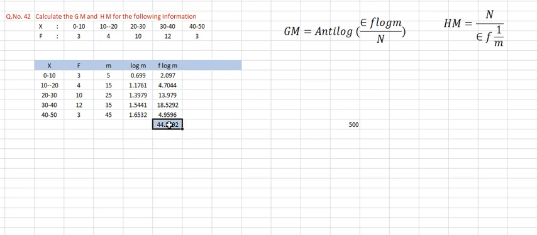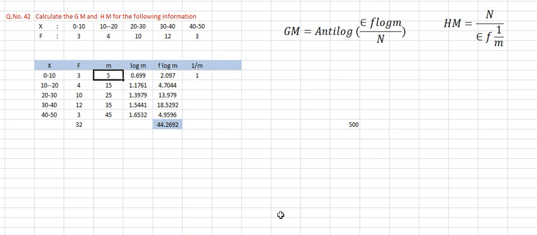We need this one for our geometric mean purpose. Now move to the next solution. Next solution means harmonic mean. The harmonic mean formula is N divided by the summation of f into 1 by m. So 1 by m you have to find first, 1 divided by m.